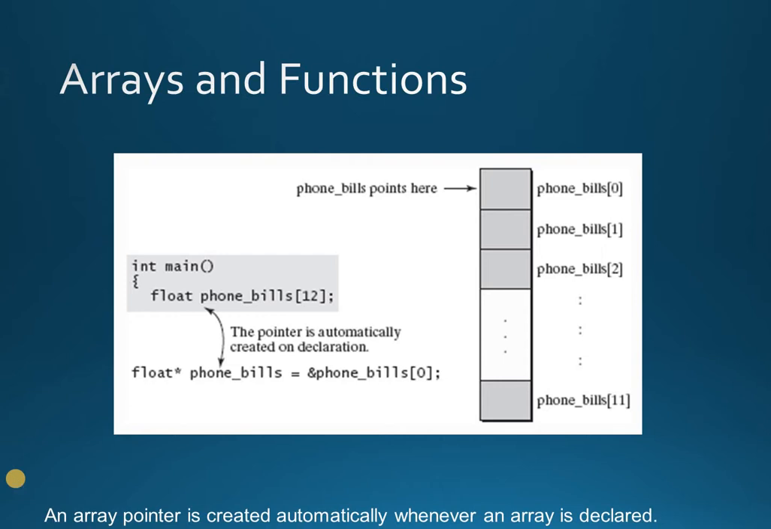Here's a picture of the same process. Here, this is our array with phoneBills 0 through 11. And when we declare the array, the address of phoneBills[0] is assigned into the name of the array.